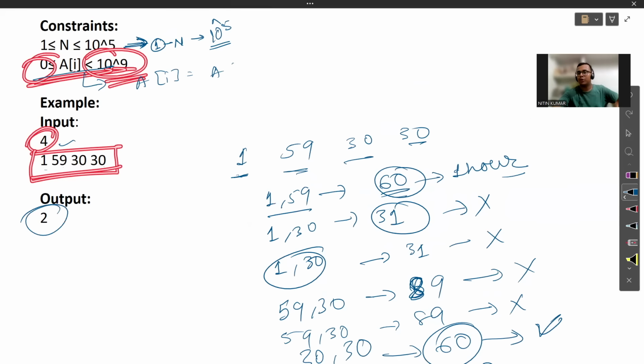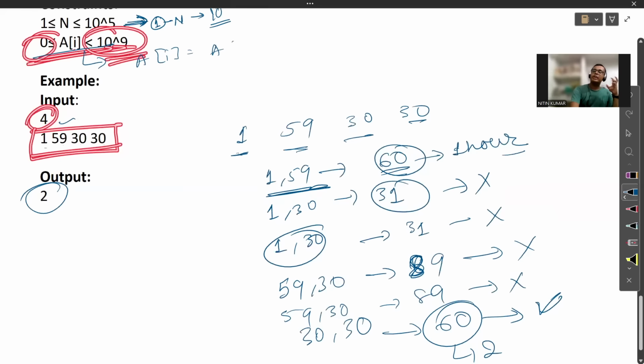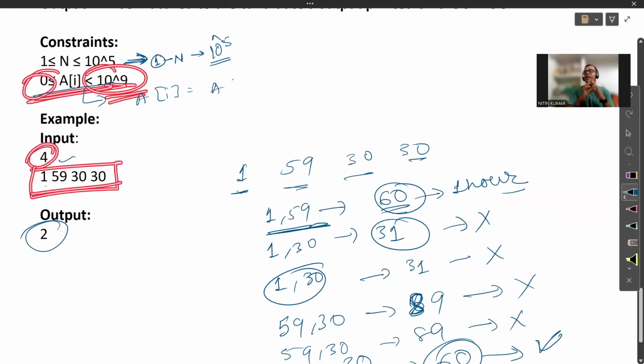Among all the pairs that we can form within this array, only two formations give us a total sum of minutes as a full hour: 1 and 59, and 30 and 30. So this is what our requirement is in this particular problem. Okay.